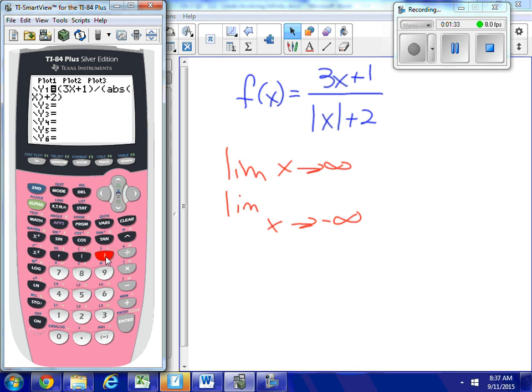Okay, so I'm going to graph the function. Zoom 6. So it looks like as x approaches infinity, it's going to be about 3, but I'm not positive. I'm going to look at it a little more clearly by focusing my window, my y values. So I'm going to change my y values to -4 and 4, and I'm going to graph it. Okay, so it still looks like it's going to be about 3.